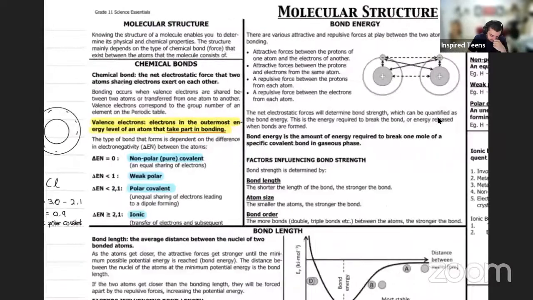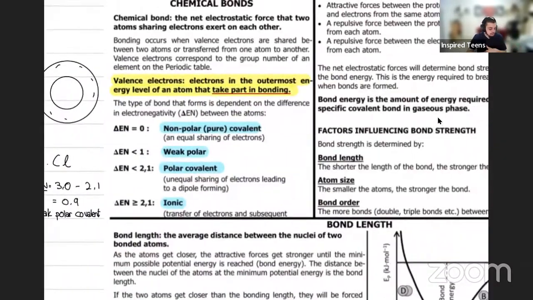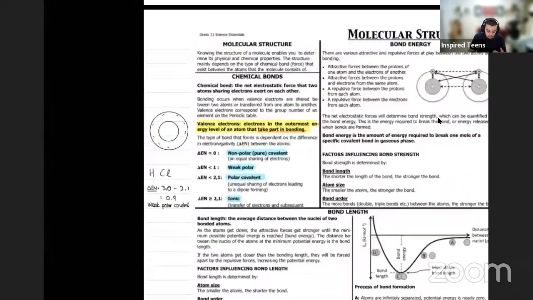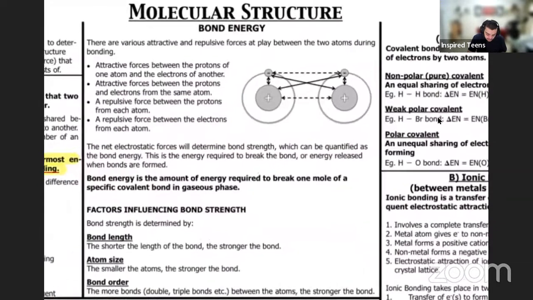But nevertheless, that's fine. So that's done. Those are the types of chemical bonds that we have, with respect to non-polar and polar. Let's move on to discuss bond energy.